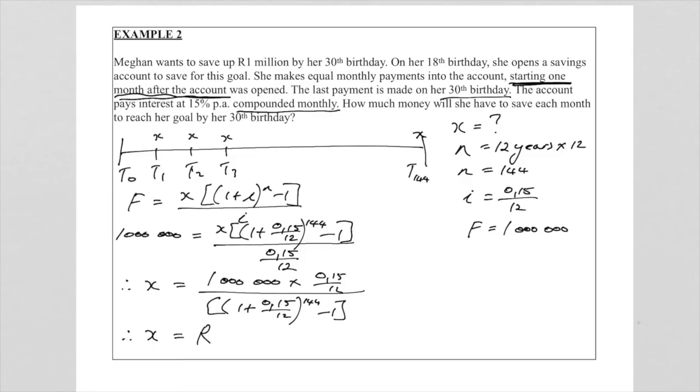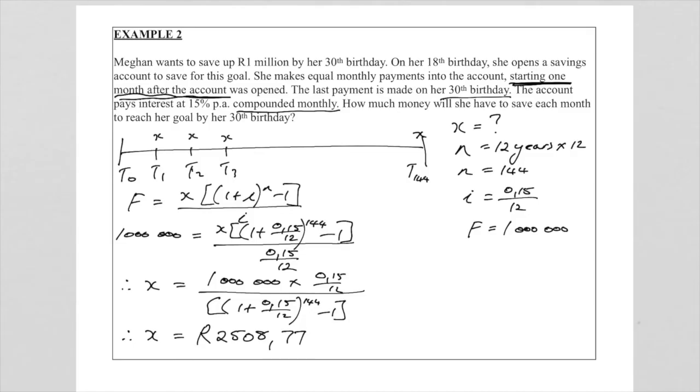And the answer you're supposed to get is 2,508 Rand and 77 cents. So I hope you can see the difference between this question and the previous one. The previous one, we wanted to work out the future value. Now we know what we want to save, and we want to know what the monthly payment will be if we do it over the 12-year period that is given to us.